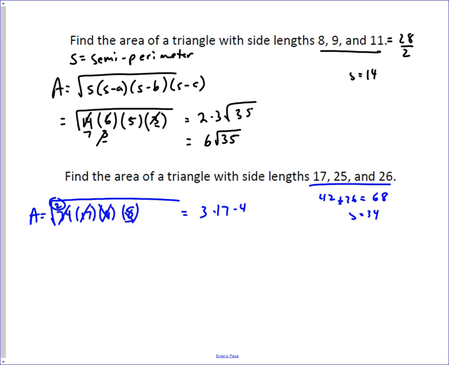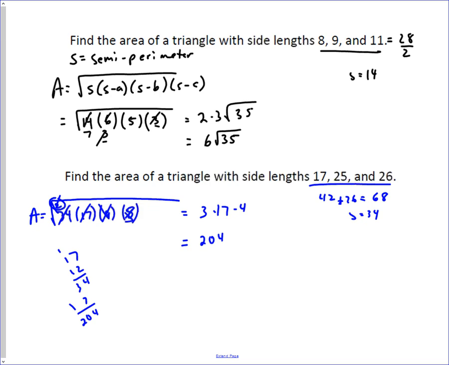And so now we realize that the area of this triangle with side lengths 17, 25, and 26 is not only findable, it's actually an integer. And so you do 17 times 12 and get 204. And so the area of this triangle is 204 square units.